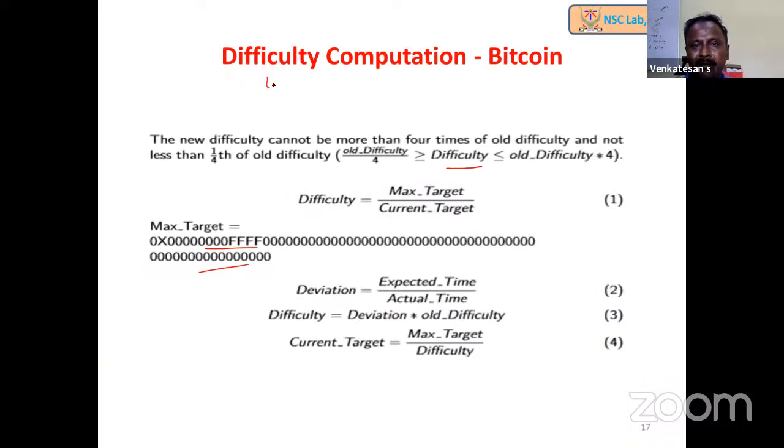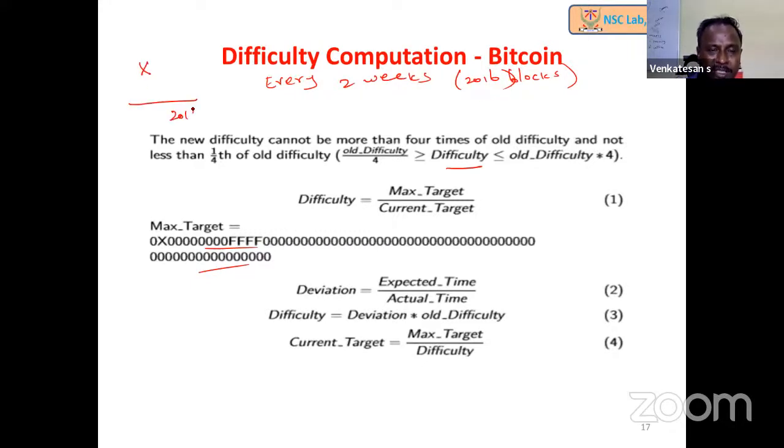In Bitcoin, every 2 weeks or approximately 2016 blocks. It's not approximate. Actually, for every 2016 blocks, and considering approximately every 2 weeks, the difficulty gets updated. So let's say they set the difficulty as X for the next 2016 blocks, and they expect that to be done in 2 weeks.